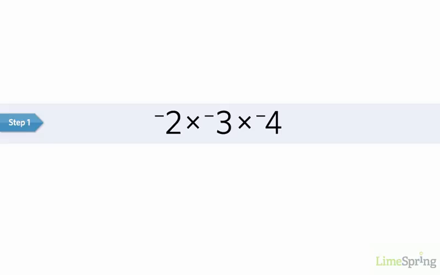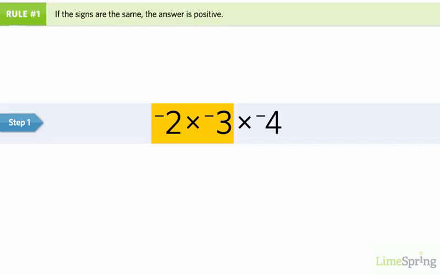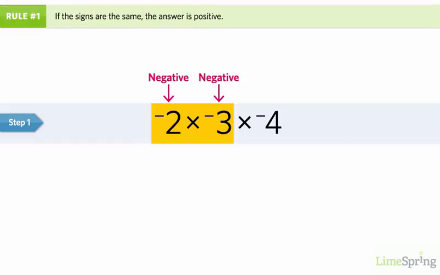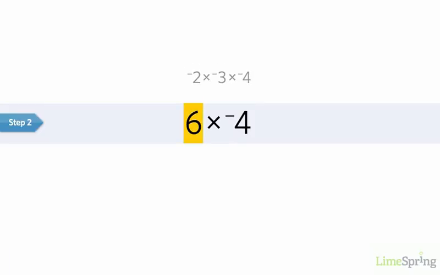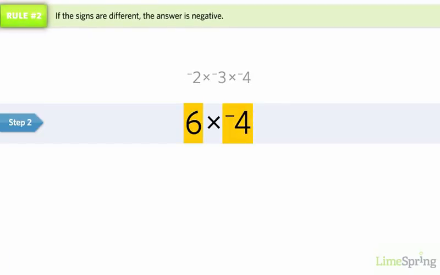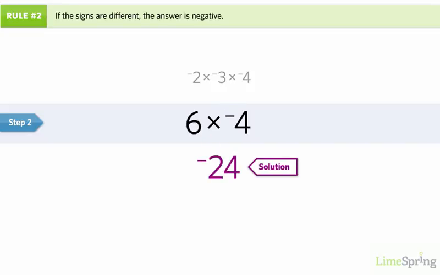We start by reading from left to right, so we have the problem negative 2 times negative 3. Both numbers have the same sign, so we get positive 6. Now we are left with the problem 6 times negative 4. 6 is positive and 4 is negative. That is, the signs are different. So our final answer is negative 24.